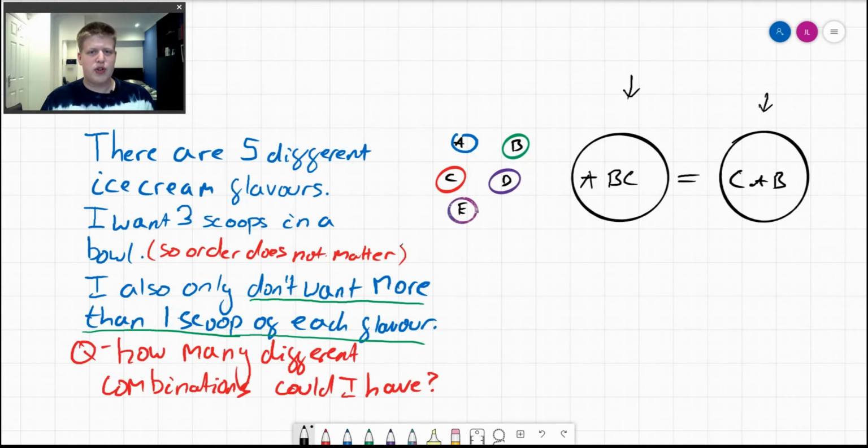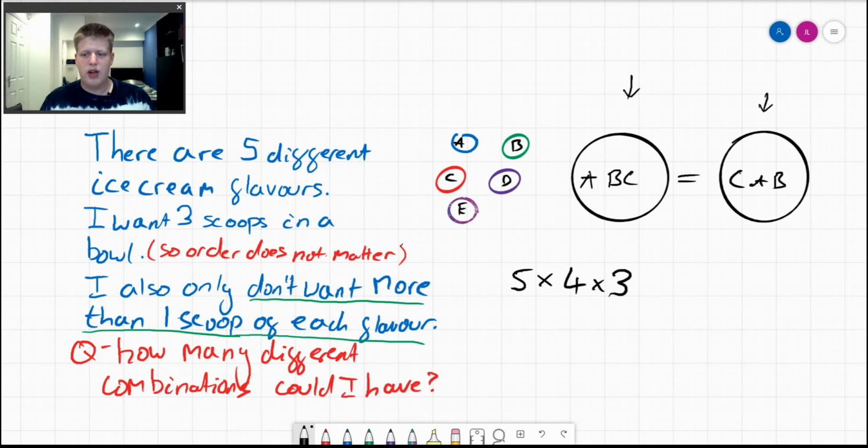So the way we would have solved this using permutations is very simple. There are 5 options for the first scoop, then there are 4 options for the second scoop, so we multiply them together, and then there's 3 options for the third scoop. And that would have been our answer. However, within this, there are many repetitions of the same 3 letters.